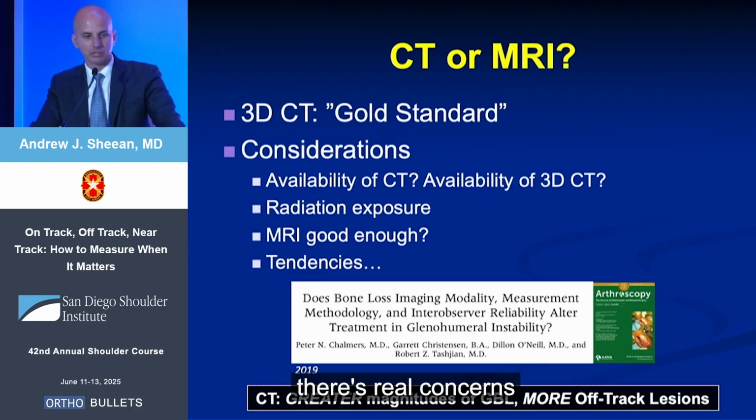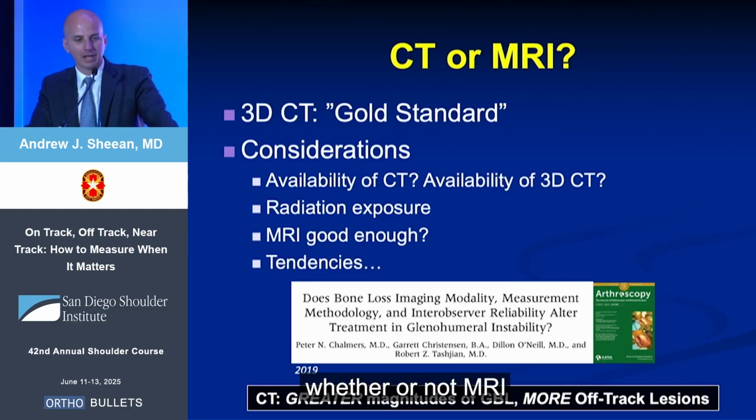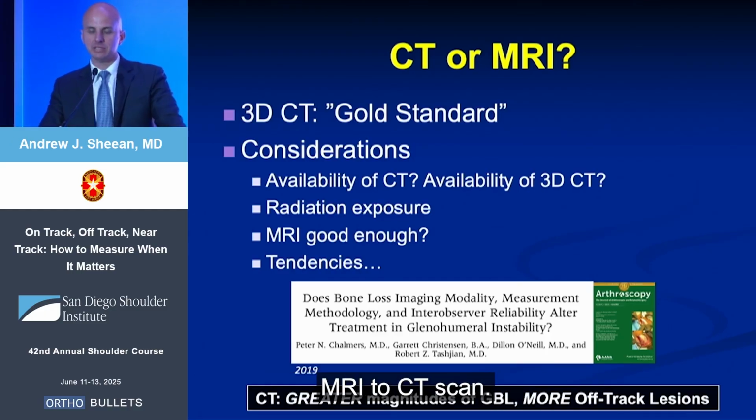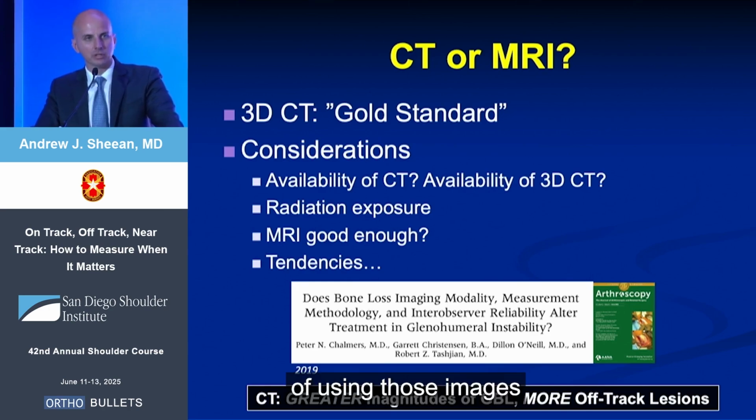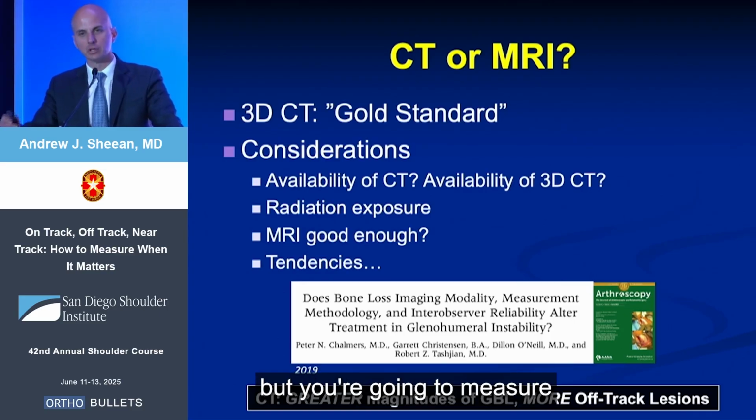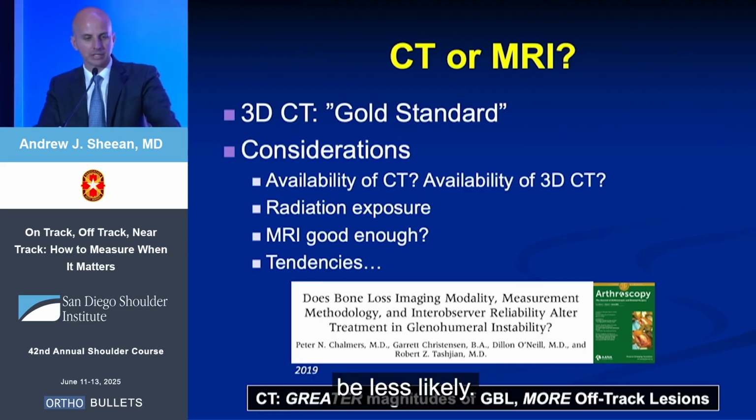I think there's real concerns about radiation exposure. We can talk about whether or not MRI is good enough. The Utah group has looked at this and has compared MRI to CT scan. And I think you just have to be mindful of what the result of using those imaging modalities is going to be. If you're using a CT scan primarily, you're going to have more off-track lesions. You're going to tend to not overmeasure, but you're going to measure higher magnitudes of glenoid bone loss as opposed to the MRIs, which are going to be less, reciprocally.